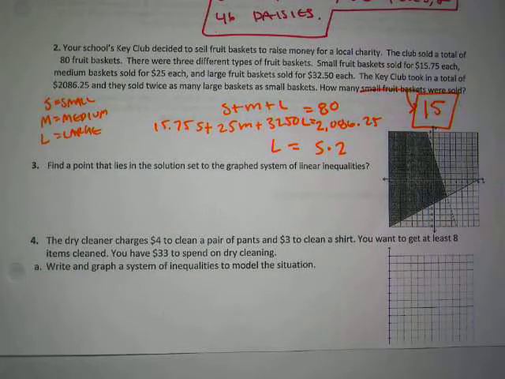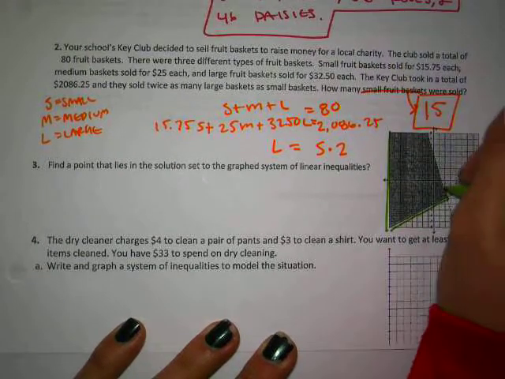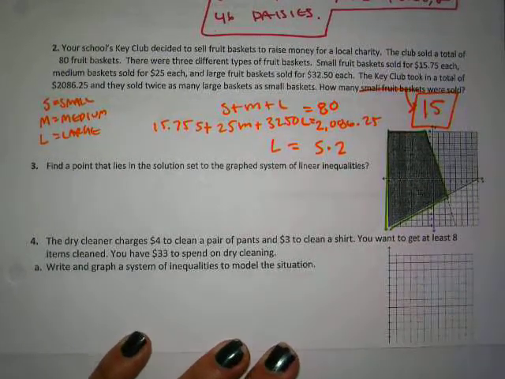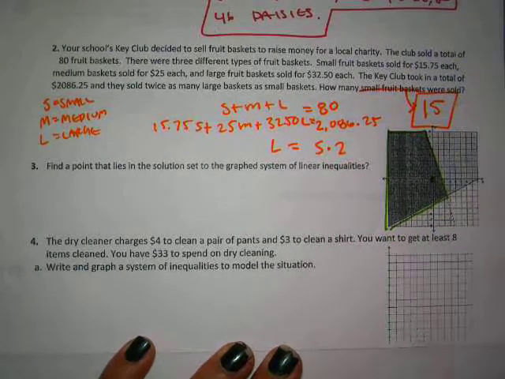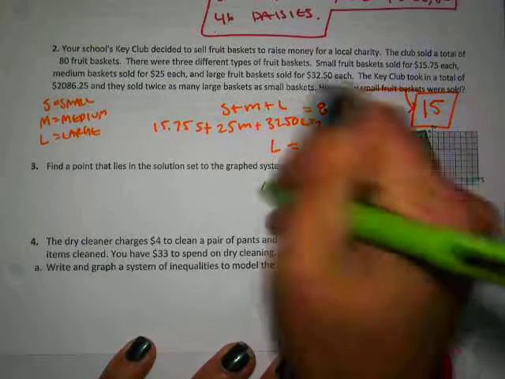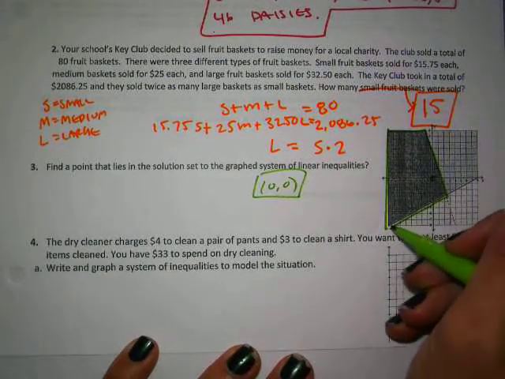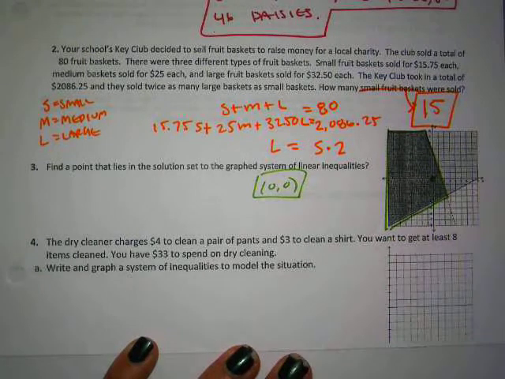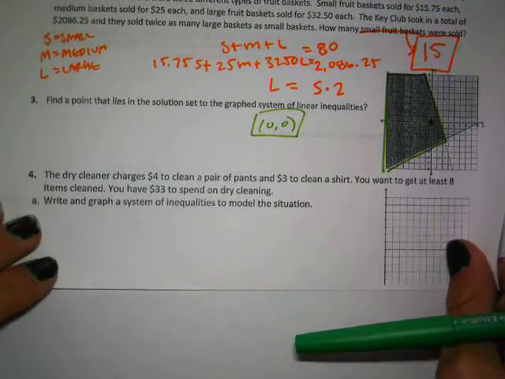Number 3, find a point that lies in the solution set to the graph of the system of linear inequalities. Any point in the dark shaded region is going to be a solution. So you can pick any point. 0, 0 would be one example, but any point in the dark shaded region. If it's on the solid line, it's a solution. If it's on the dotted line, it is not a solution. All right, number 4.